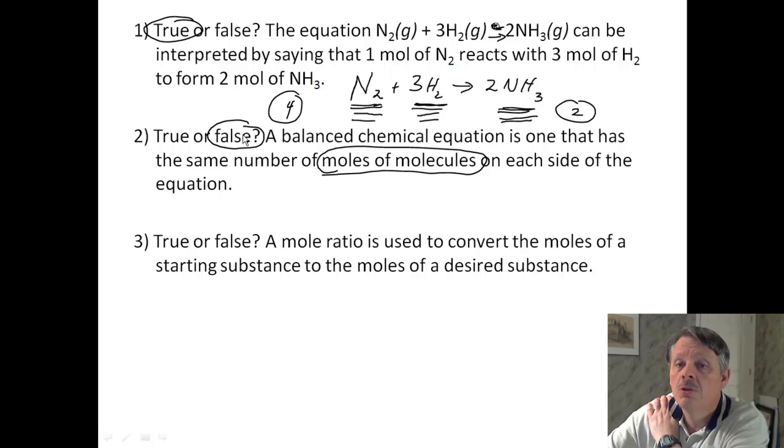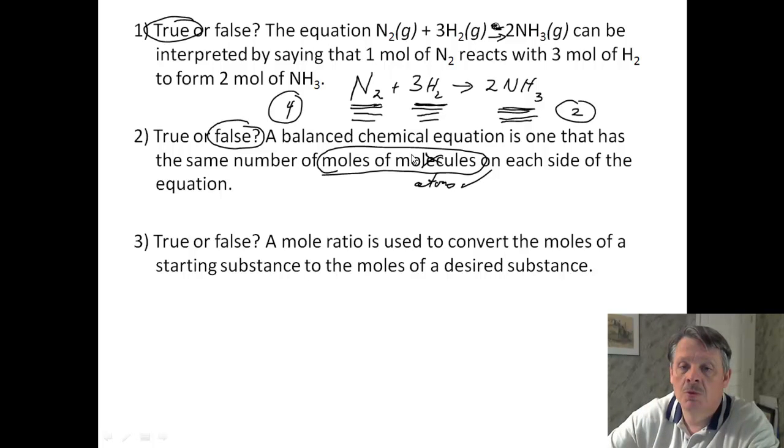Now, it's very close to being true, because if you talked about atoms, you're correct. Atoms is right. Molecules is wrong. Right? Because you do have 2 nitrogen atoms on both sides, and you have 6 hydrogen atoms on both sides. So atoms, yes. Molecules, no.